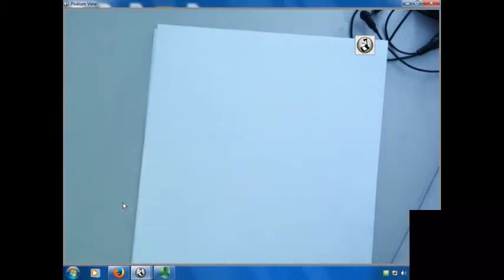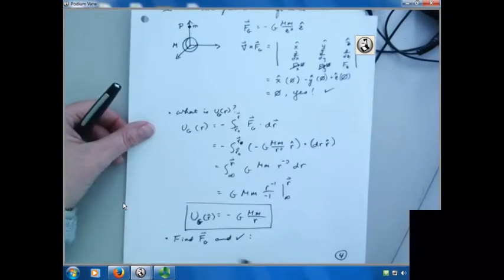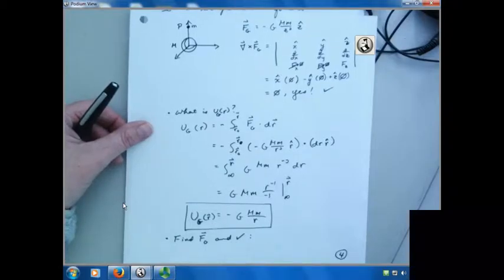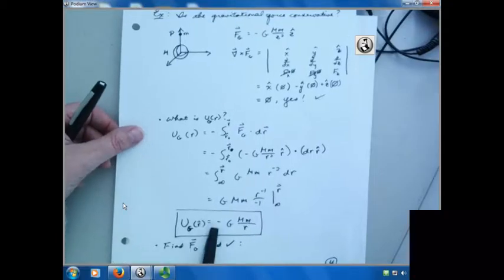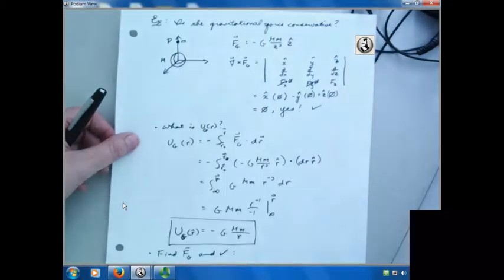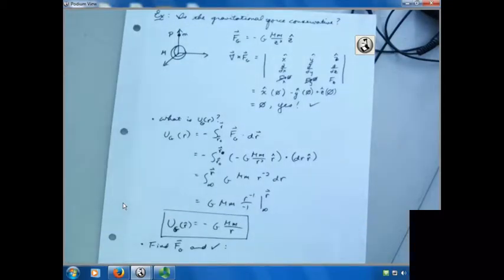I was doing that with the gravitational force, and we'd gotten an expression for the potential energy associated with gravitational force. Then we were going to find the expression for the gravitational force and make sure that we got back what we had originally. So let's go ahead and do that now.